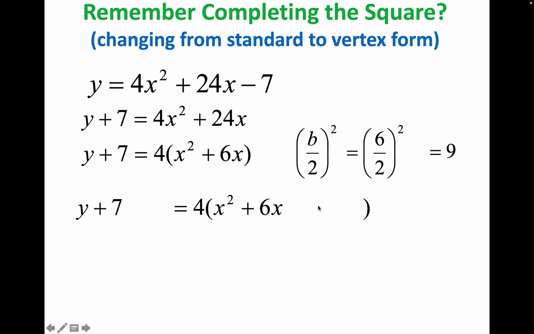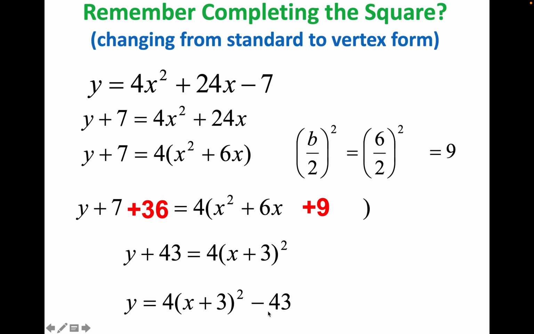But if we're adding 9 here, what are we adding here? Well, if that's a 9, this is a 36, because this is not really a 9. Once we multiply by 4, it's a 36. Since we've added 36 here, we add 36 here. Okay, that gives us 43. This is a perfect square which factors into x plus 3 squared. Now move the 43 over, we have vertex form.